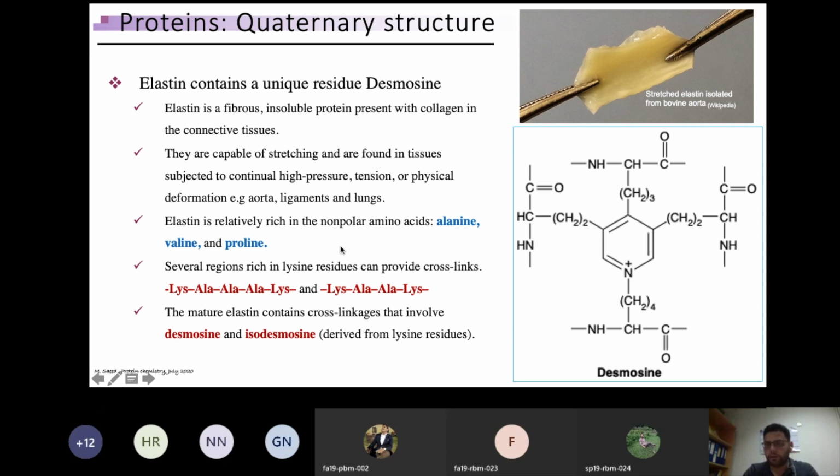However, some polypeptide regions also have repeats which are rich in lysine residues, and these repeats provide an excellent place for this cross-linking. The examples of these repeats are lysine, alanine, alanine, alanine, lysine, and lysine, alanine, alanine, lysine. Mature elastin contains these cross-linked lysine in the form of desmosine and isodesmosine.